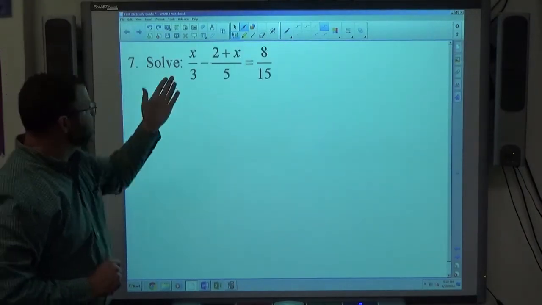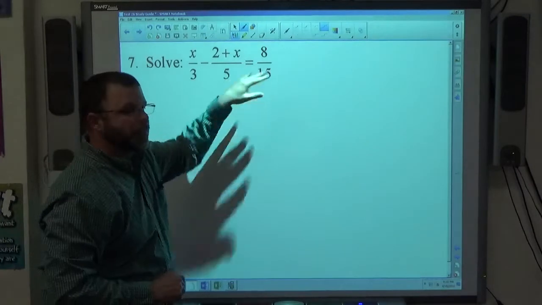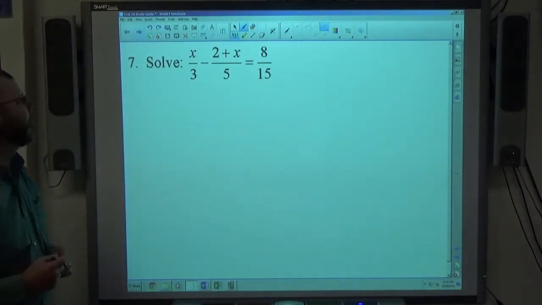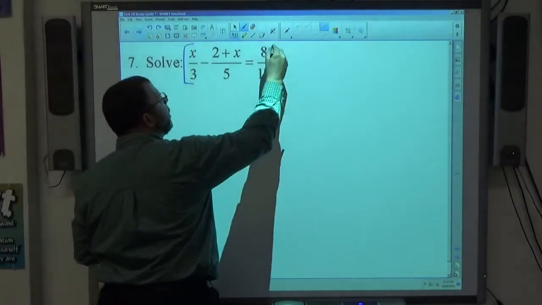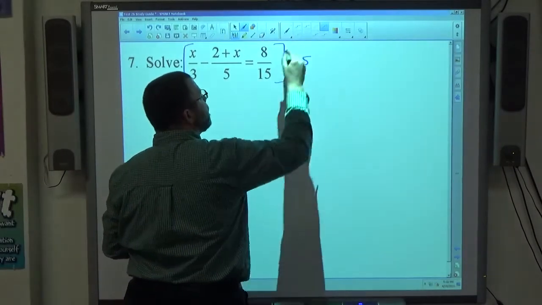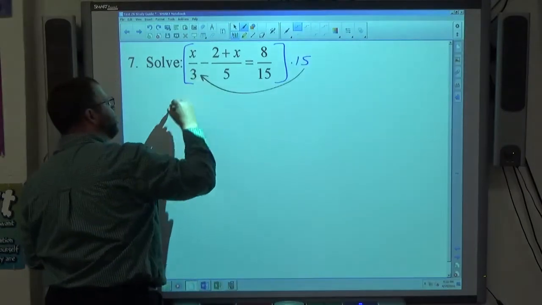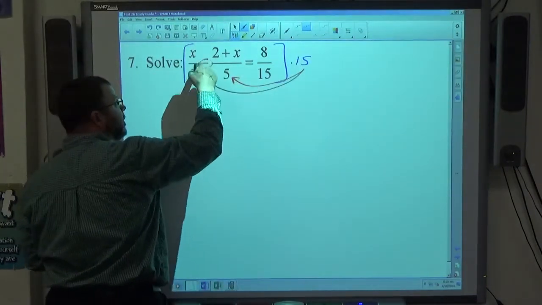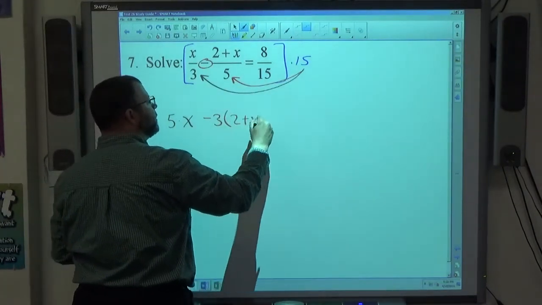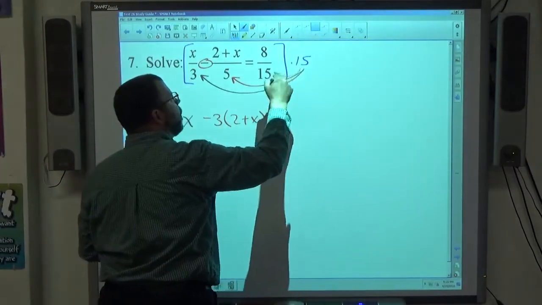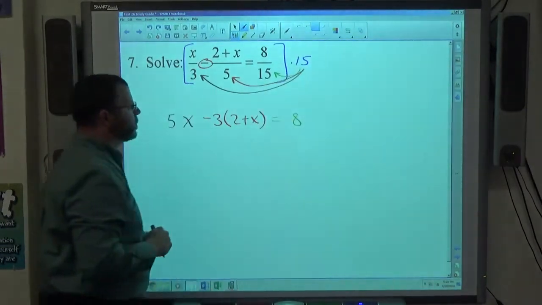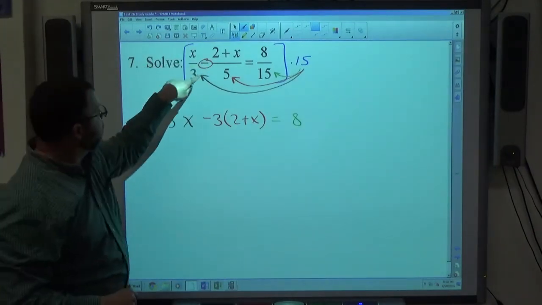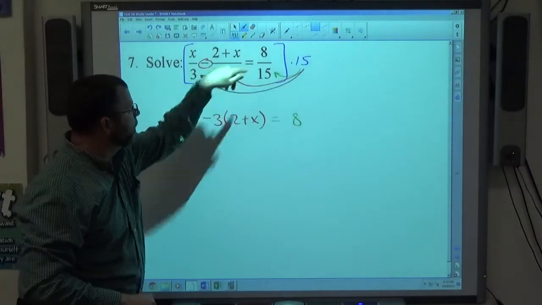Number 7, same type of problem, except this time 3, 5, and 15 in the denominator. There's no variables in the bottom, so we don't have to worry about that whole what makes the bottom equal to 0 question. All we have to do is multiply by the least common denominator of 15. So 15 divided by 3 is 5 times the top. 15 divided by 5 is 3, and notice it's minus, so minus 3 times the top. And 15 divided by 15 is 1 times the top, equals 8. So divide by the denominator, multiply the result times the numerator. 5 times x, 3 times 2 plus x, 1 times 8.